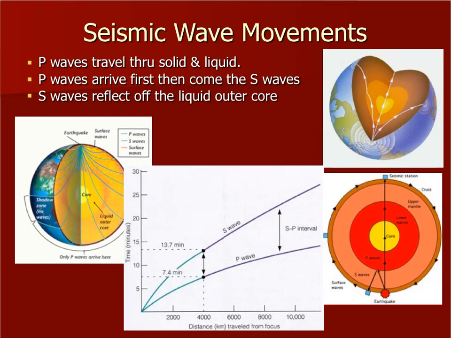Your P waves, again, travel through solid and liquid. P waves arrive first, and then comes S waves. S waves reflect off of a liquid outer core.